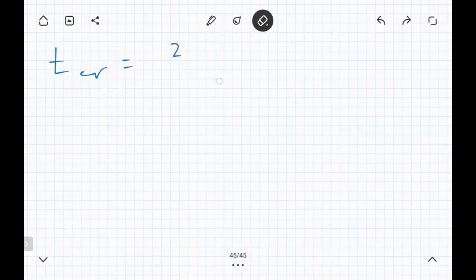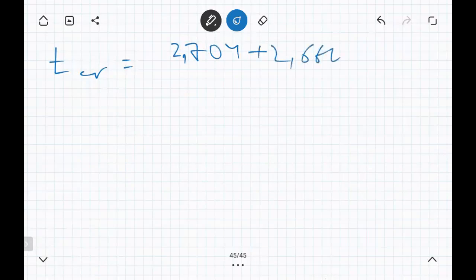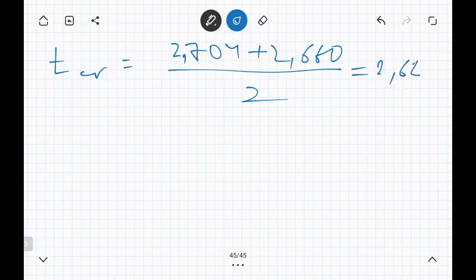Looks like it's 5.364. And if we divide by 2, the average will be 2.682. So it's 2.682, right? Okay, good. So that's our critical value.